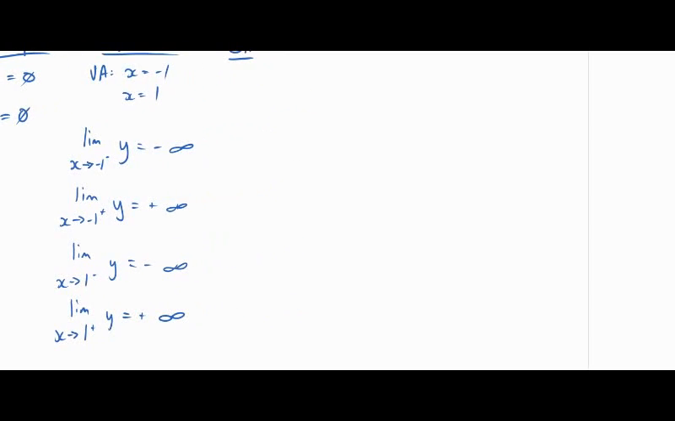Okay, so that's done for the vertical asymptotes. I have all the behavior. There's 2 vertical asymptotes. You've got to have the behavior from the left and the right of both.